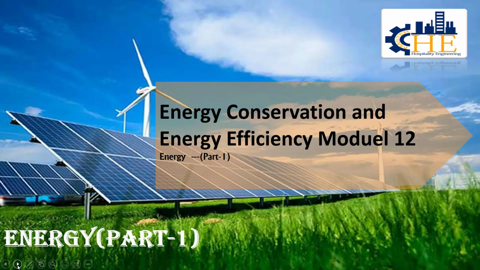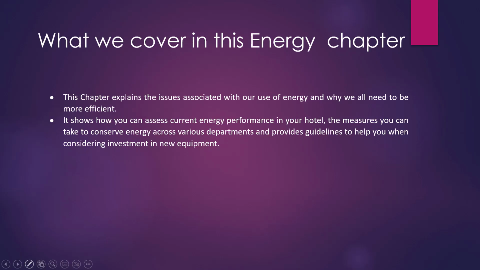Today we continue Energy Conservation and Energy Efficiency Module 12. Energy, Part 1. What we cover in this energy chapter. This section explains the issues associated with our use of energy and why we all need to be more efficient. It shows how you can assess current energy performance in your hotel, the measures you can take to conserve energy across various departments, and provides guidelines to help you when considering investment in new equipment.